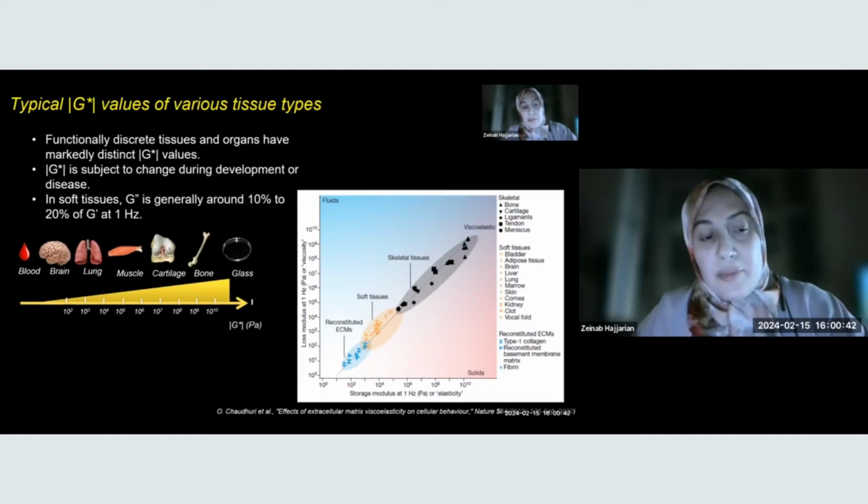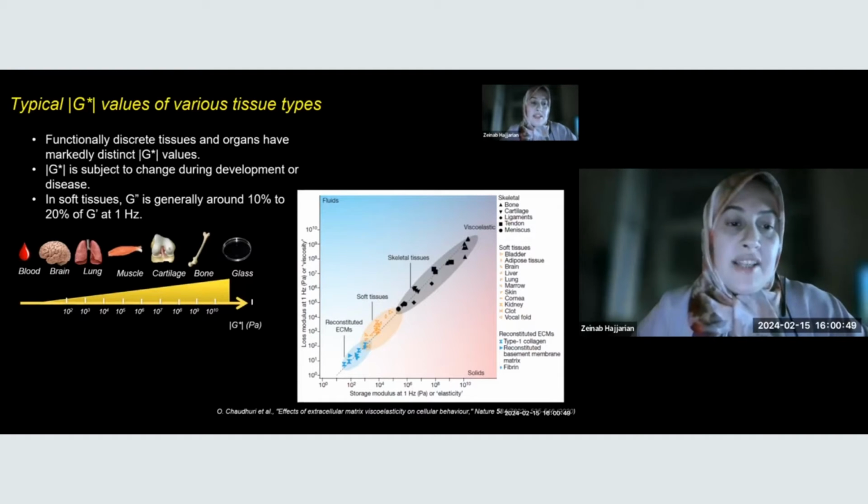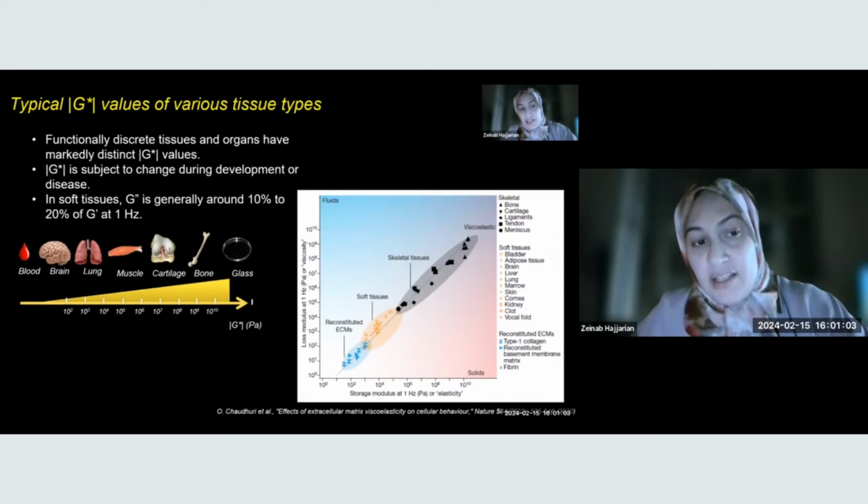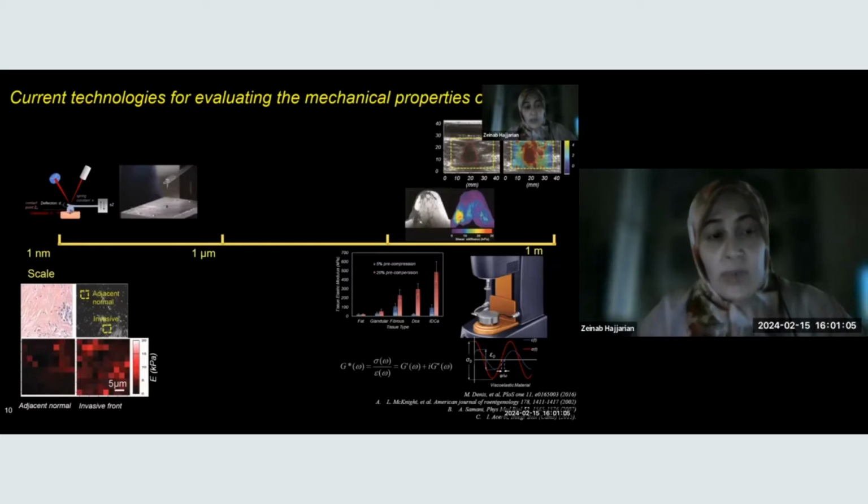It is also frequency dependent, so depending on loading rate, this metric can vary. At lower deformation rates, usually the viscous component in soft tissue is a lot less significant compared to the elastic component. But depending on differences in loading rate, the viscous component might start to take center stage. So it's very important to measure the dynamics of this quantity as well.